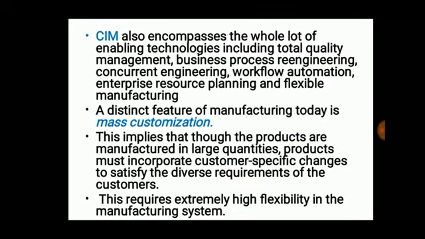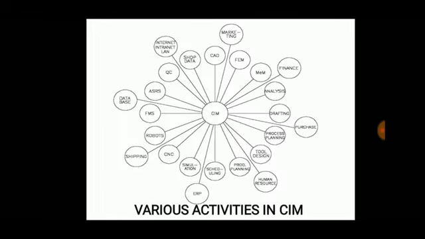A distinct feature of manufacturing today is mass customization. This implies that though products are manufactured in large quantities, products must incorporate customer specific changes, because if you produce the same product throughout the entire year, customers will get bored and will not buy that product. If we make changes, people are attracted toward the product, so the profit of the company increases.